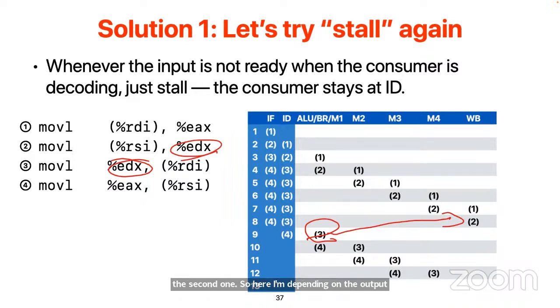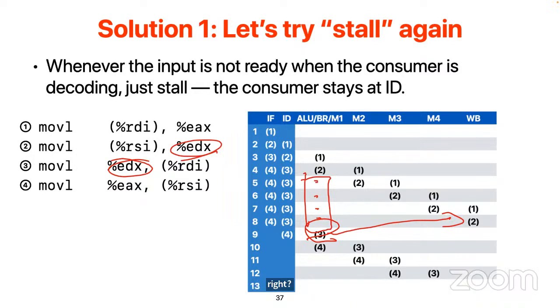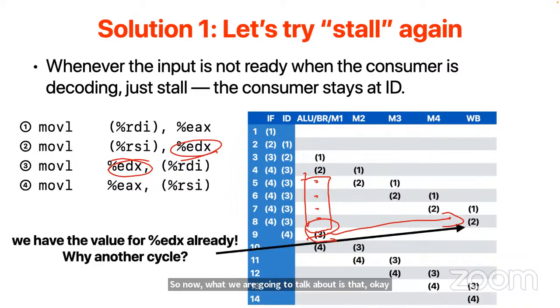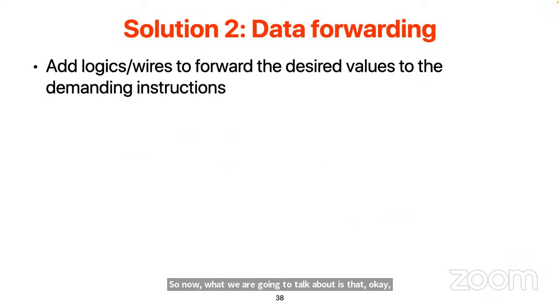You can see we have a huge gap here. 1, 2, 3, 4. That's where you see these 4 additional cycles of delay. So if you use stall, that is 4 cycles. Now what we are going to talk about is, is there a better way than stall? The second one is a hardware solution called data forwarding.